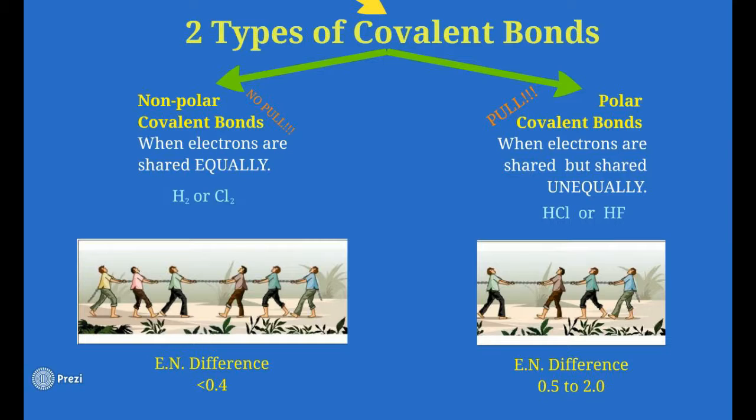So when they are shared equally, they are nonpolar, which means they're canceling each other out. They have the same strength, they're pulling against each other, like the Incredible Hulk versus the Incredible Hulk. They're going to cancel each other out.